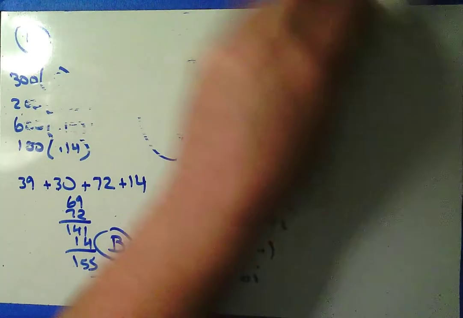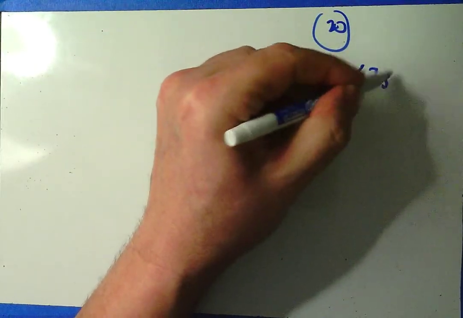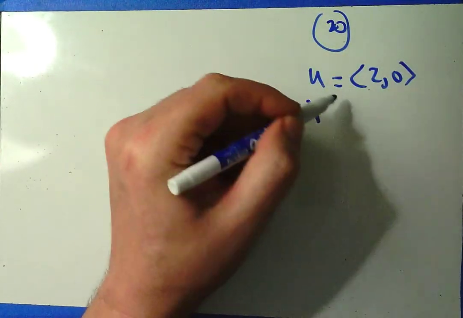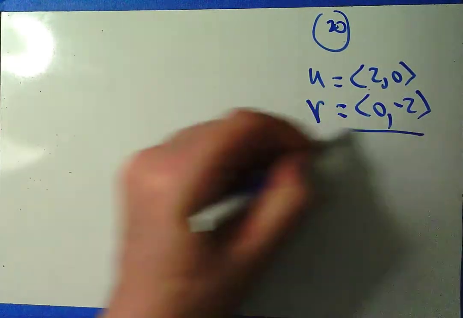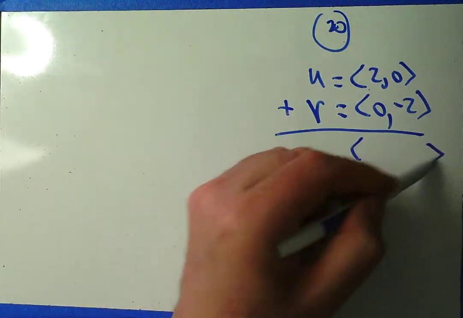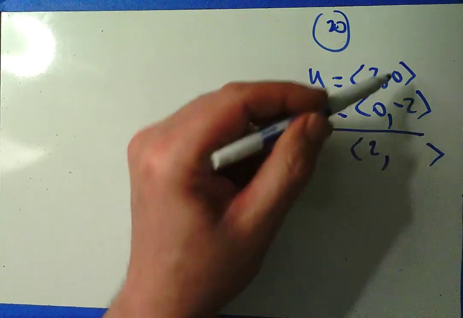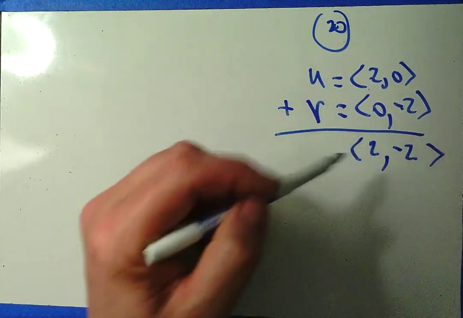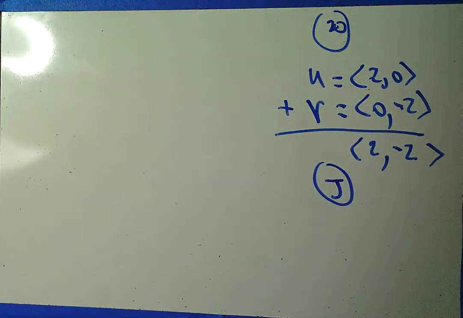Our last question, number 20. Number 20 says u is 2, 0 and v is 0, -2. What's the sum? Well, to find the sum, as we'll learn in Chapter 6, all we need to do is add these x components and these y components. So 2, -2 is the sum, and that's choice J.